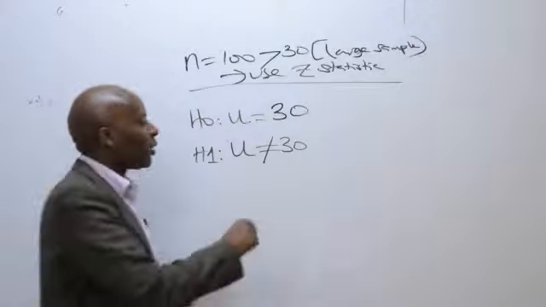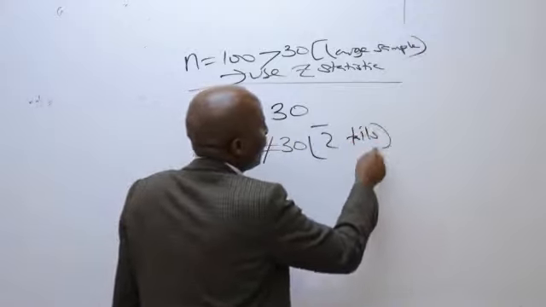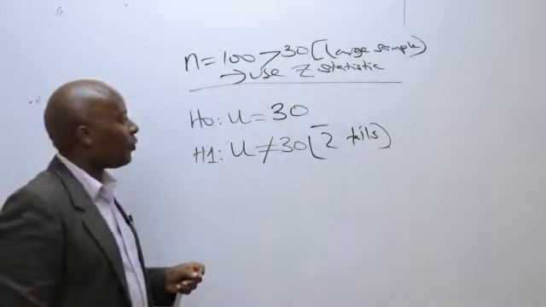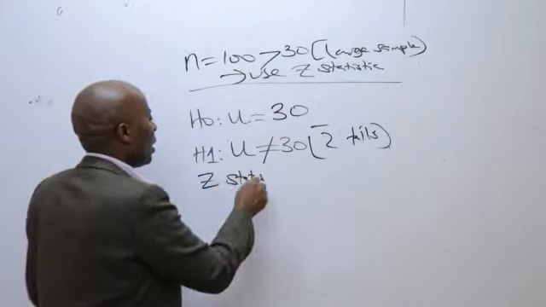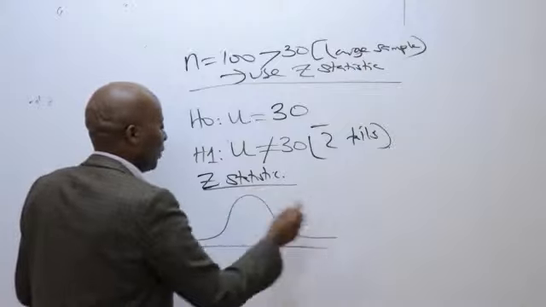So when you use not equal to, we are talking of how many tails? We are talking of a 2 tails test. How many tails? Two. From there, ladies and gentlemen, we have our Z statistic.